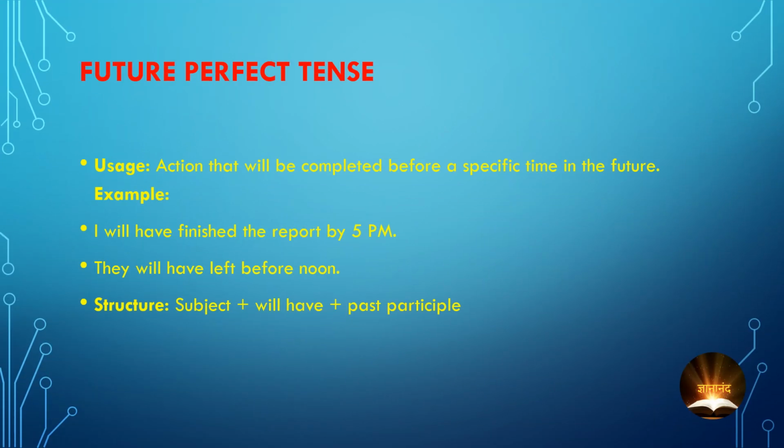Future perfect tense. This tense shows actions that will be completed before a certain future time. For example, I will have finished the report by 5 p.m., or they will have left before noon. The structure is will have plus the past participle.